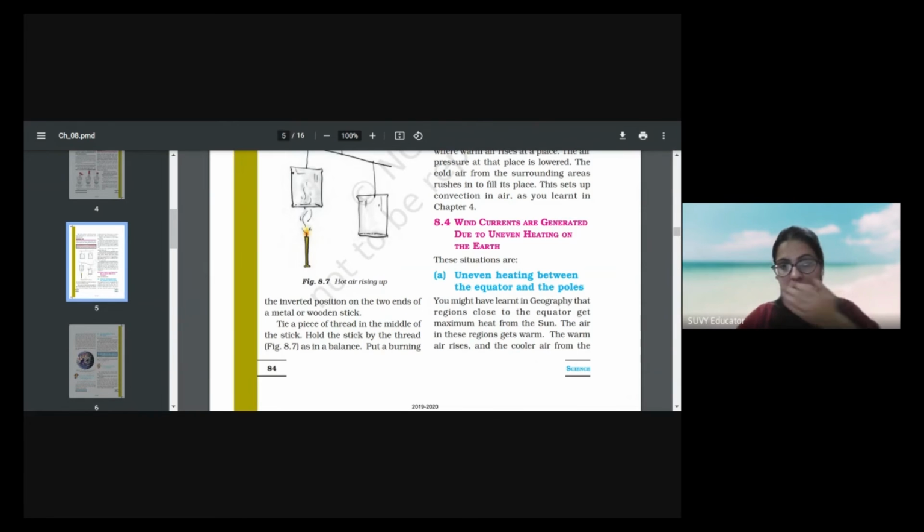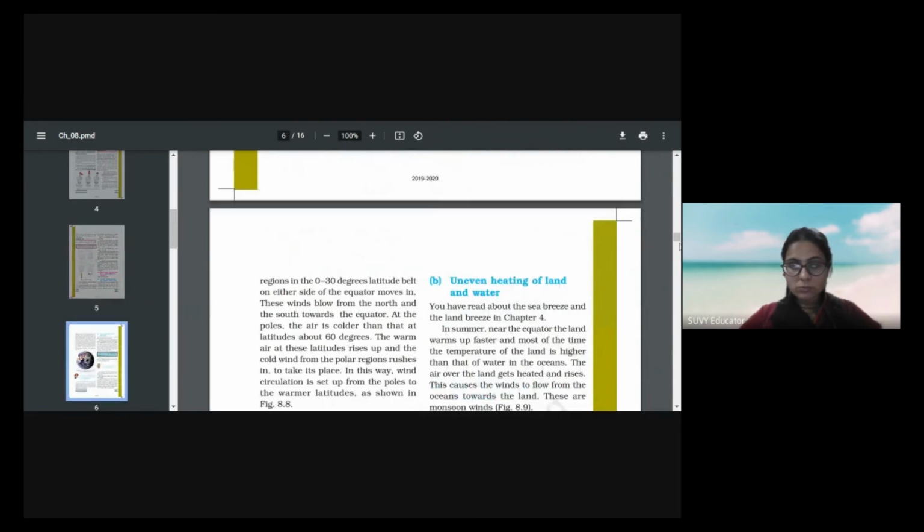The air in these regions gets warmer. The regions close to the equator get maximum heat from the sun. So the equator region of the earth gets maximum heat from the sun. The air in these regions gets warm. So when maximum heat is on the equator, the air or wind of that particular region also gets warmer, right? The warm air rises and the cooler air from the regions in the 0 to 30 degrees latitude belt on either side of the equator moves in. What will happen in the equator region?